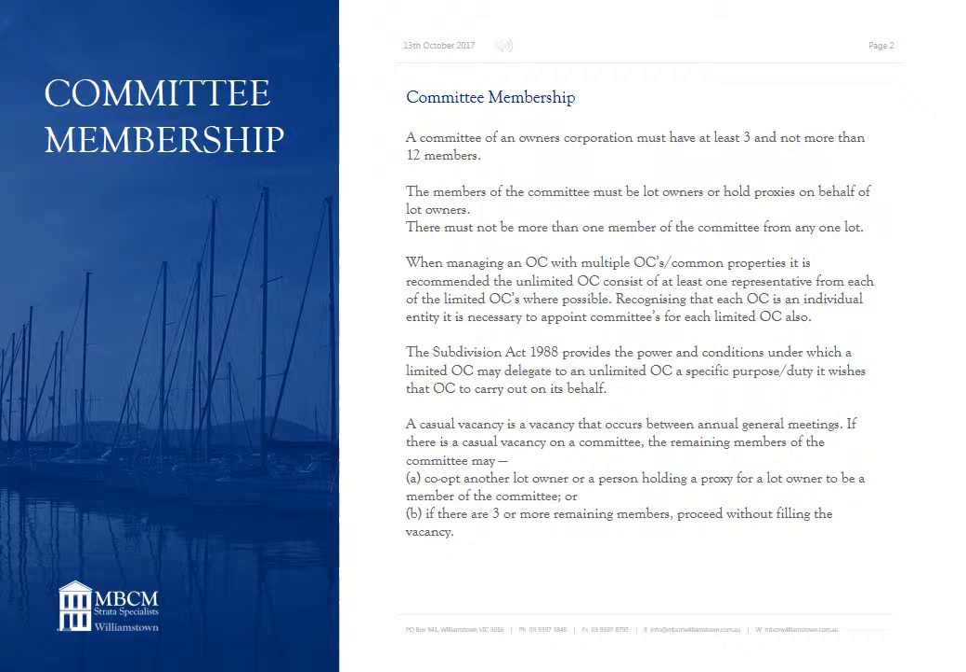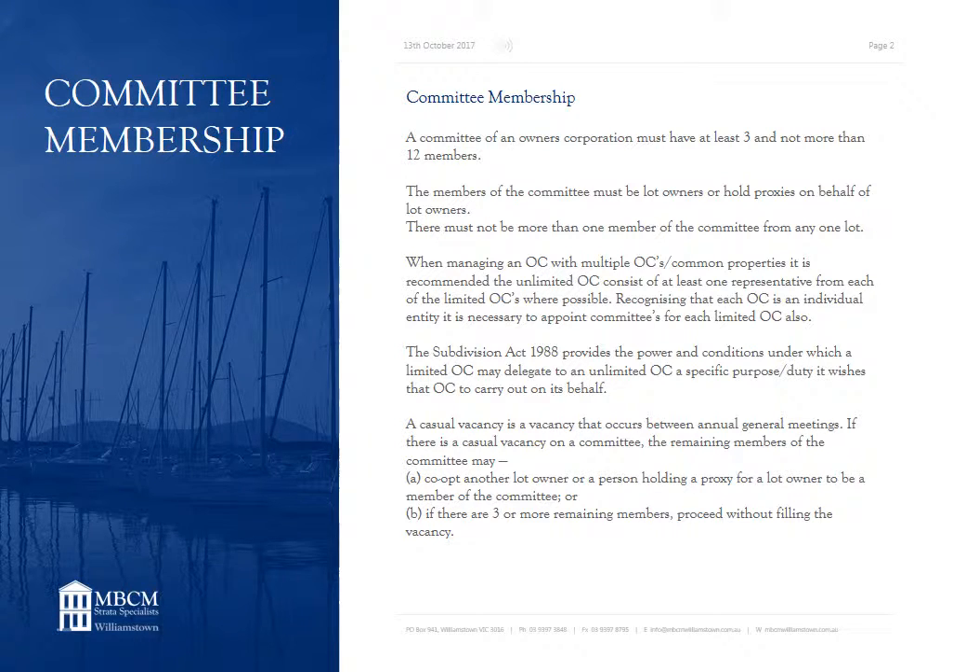Committee membership. A committee of an owners corporation must have at least 3 committee members and not more than 12 members. These members of the committee must be lot owners or hold long-term proxies on behalf of lot owners. There must not be more than 1 member of the committee from any one lot. When managing owners corporations with multiple OCs or multiple common property, it's recommended that the unlimited owners corporation, that's the overarching owners corporation, have at least 1 representative from each limited owners corporation.